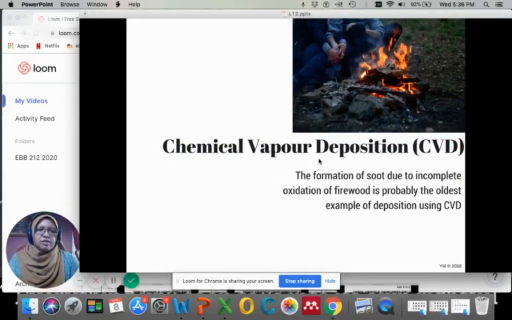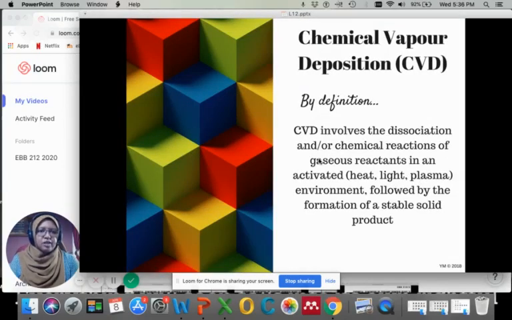Right, let me ask you a simple question. Have you ever made a firewood before? If you did, I'm sure you have seen soot. The formation of soot is due to the incomplete oxidation of firewood, and this is probably the oldest example of deposition using CVD. By definition, CVD involves the dissociation and/or chemical reactions of gaseous reactants in an activated environment, followed by the formation of a stable solid product.